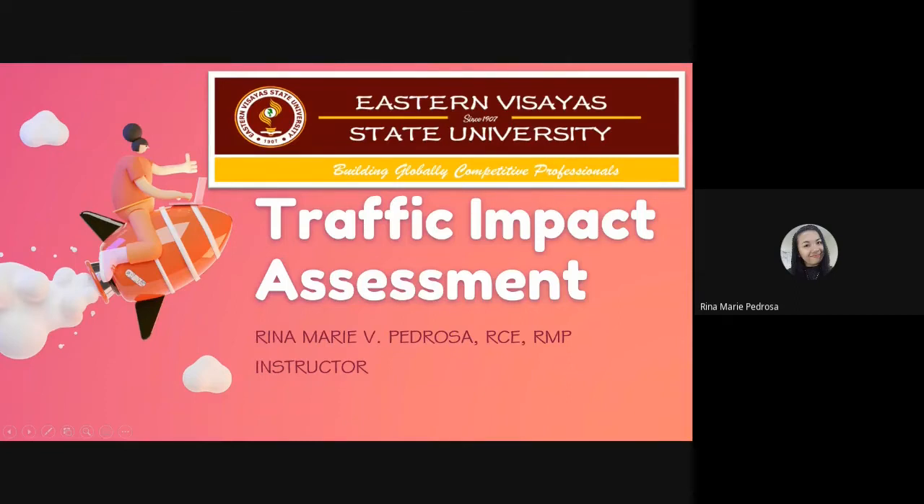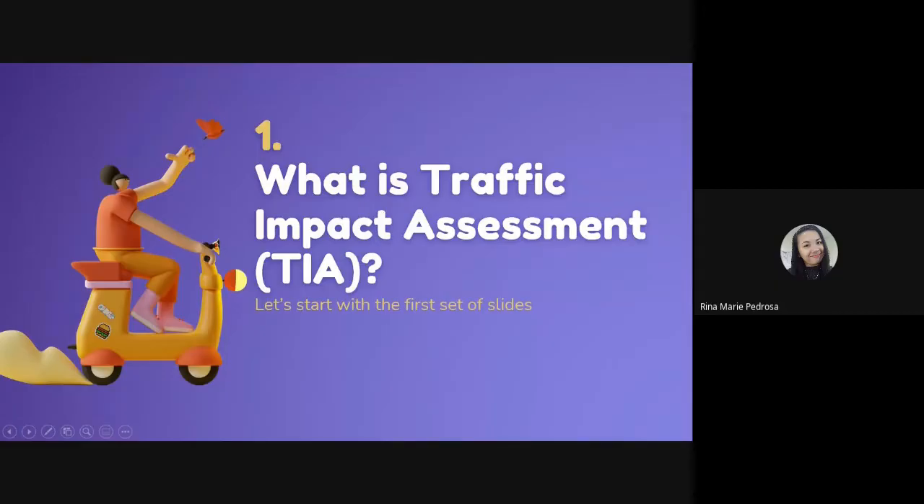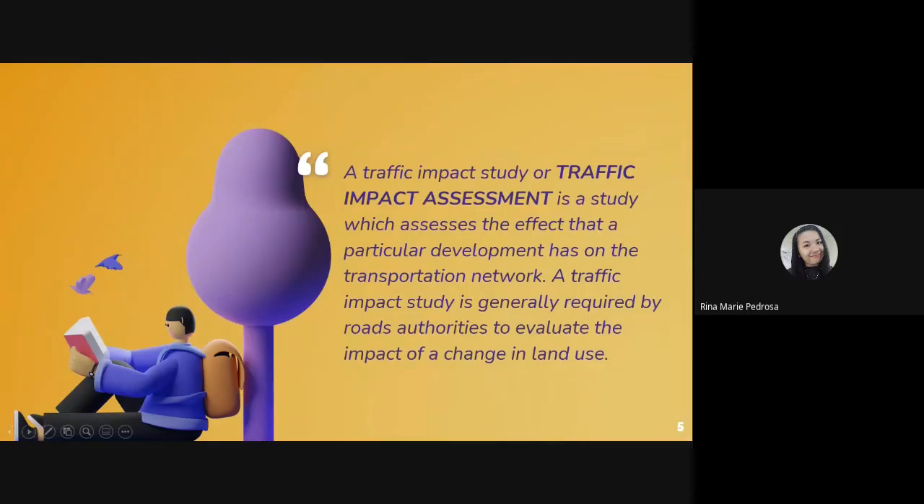Okay, since we are done with the transportation demand models, let's proceed to the traffic impact assessment. So, first, what is traffic impact assessment or your TIA? A traffic impact study or a traffic impact assessment is a study which assesses the effect that a particular development has on the transportation network. A traffic impact study is generally required by roads authorities to evaluate the impact of a change in land use.